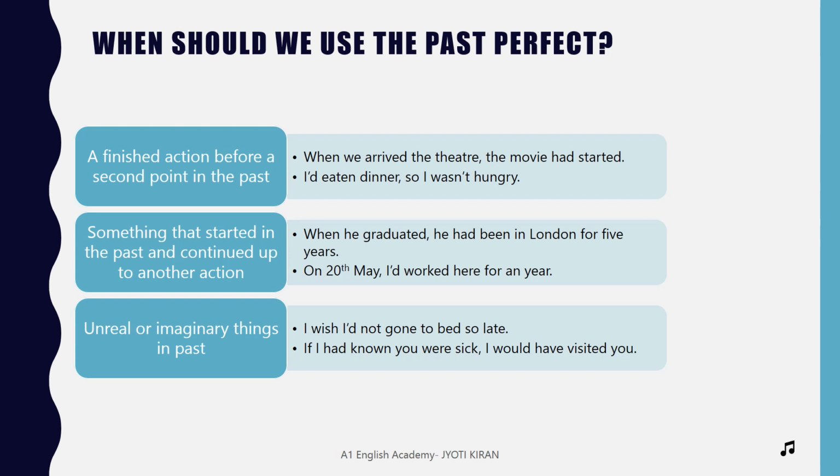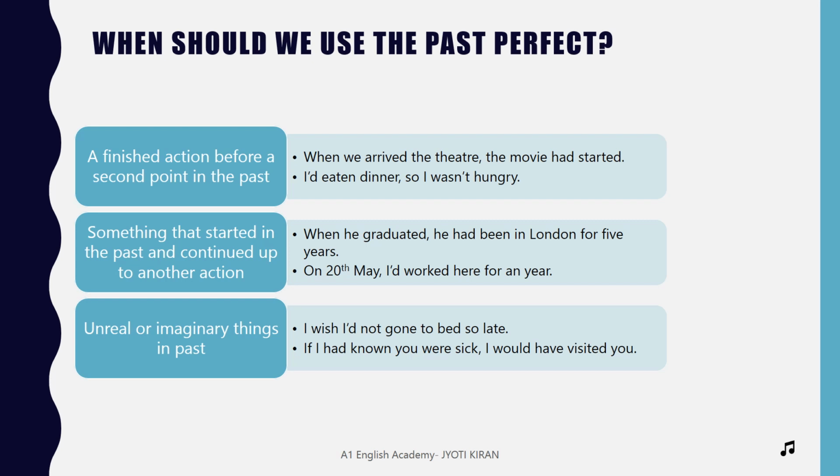See the second example, I had eaten dinner, so I was not hungry. So from the second example, it is clear that we use past perfect to make it clear which action happened first. And this is often used to explain or give a reason for something in the past.